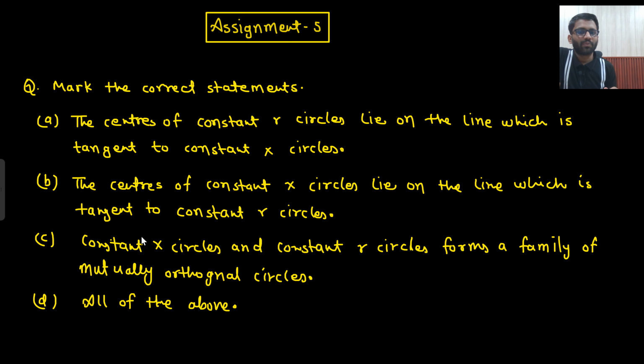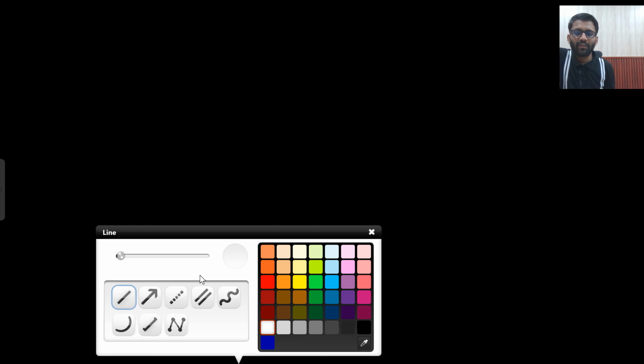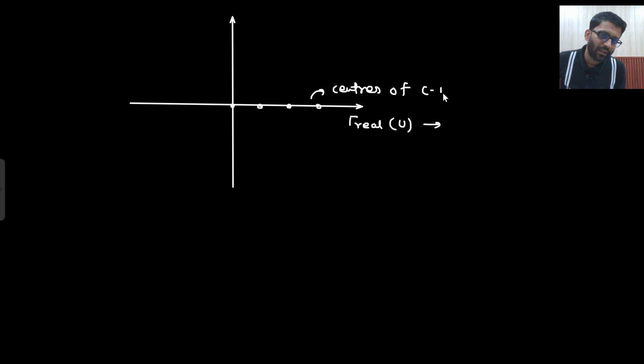The centers of constant R circles lie on the line which is tangent to the constant X circles. So where will be the centers of constant R circles? If you remember, one center was at 0, 0, then one was at 1/2, 0, 1/3, 0, 2/3, 0. So always the center will be lying on something, 0. That means centers will always be lying on the gamma real axis, or we call it U. So these are the centers of constant R circles.